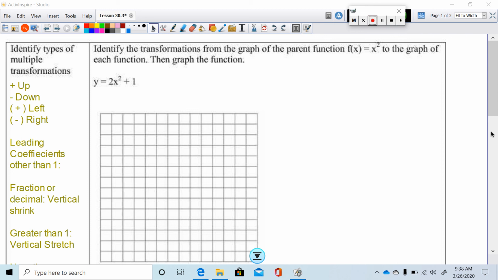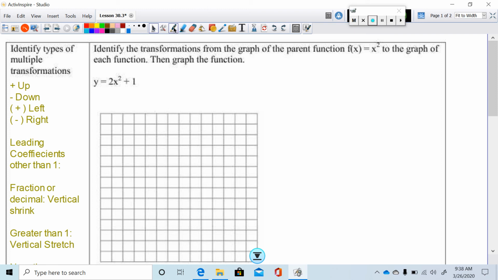Okay, we're going to identify multiple transformations of the quadratic parent function. It says identify the transformations from the graph of the parent function f of x equals x squared to the graph of each function and then graph the function. So we're going to look at the equation and tell what's going to happen to the function that we're going to graph in relation to the original parent function.